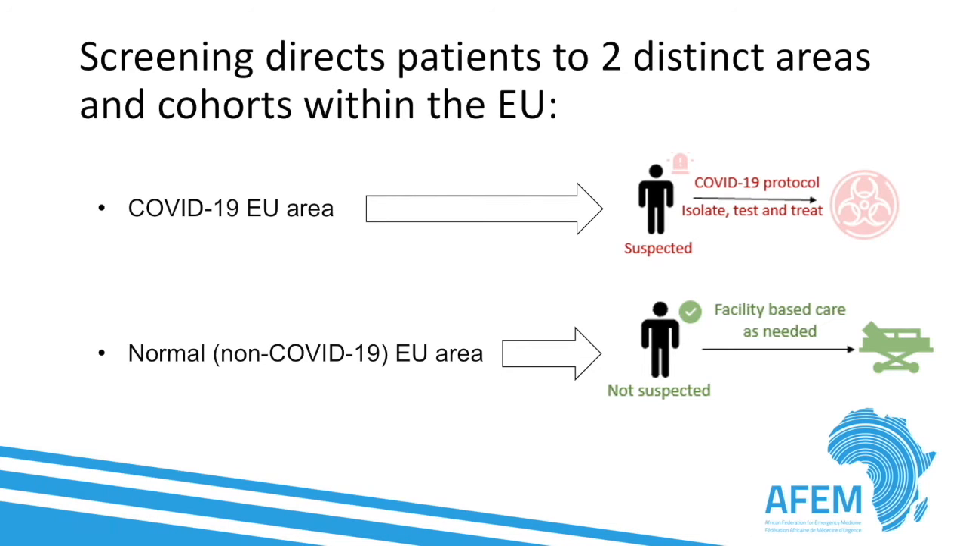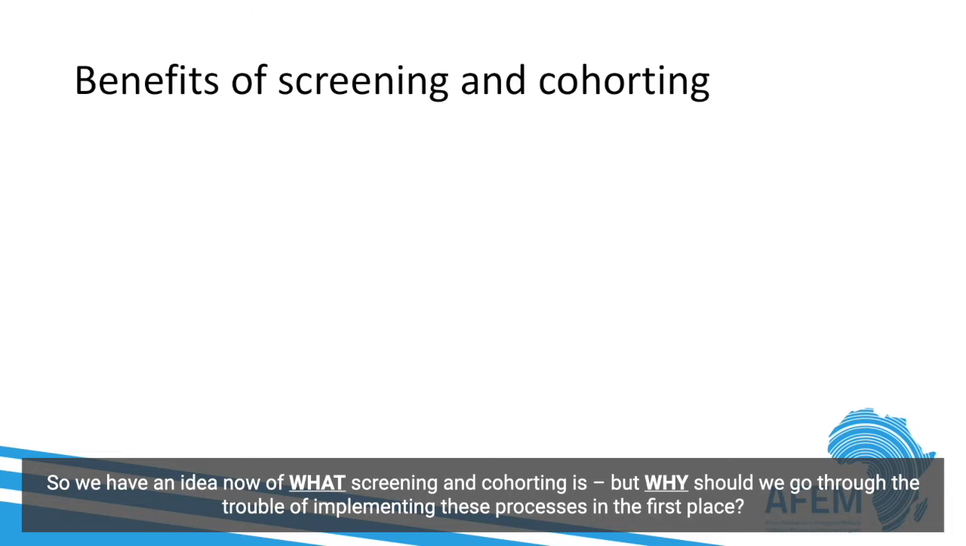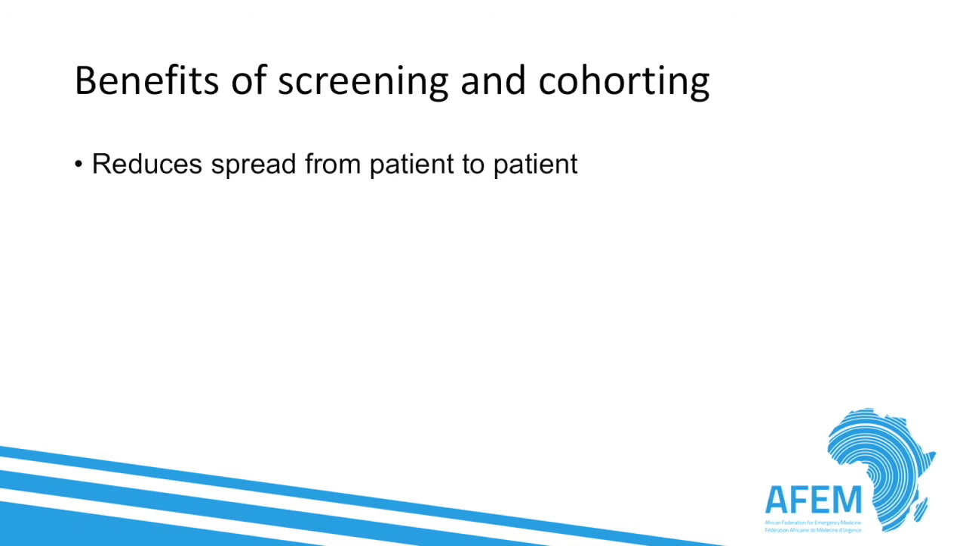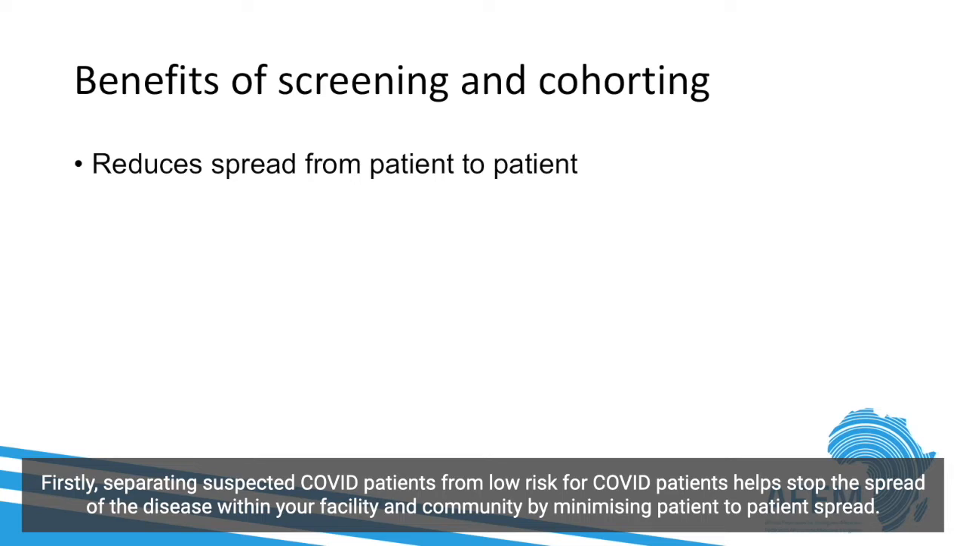So we have an idea now of what screening and cohorting is, but why should we go through the trouble of implementing these processes in the first place? Firstly, separating suspected COVID patients from low risk for COVID patients helps stop the spread of the disease within your facility and community by minimizing patient-to-patient spread.